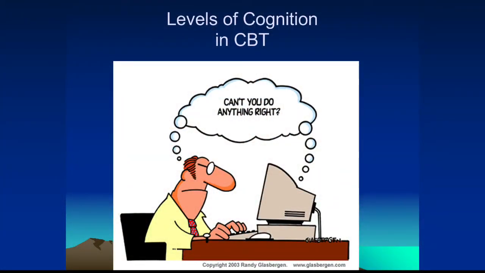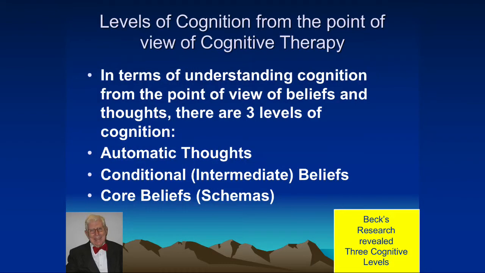Learning about cognitive therapy is learning how we end up paying attention to things, or how we automatically respond with certain thoughts and feelings at different levels. So I want to talk about 3 levels of how our thinking takes place from the point of view of cognitive therapy. We have what are called automatic thoughts, conditional beliefs, and core beliefs.